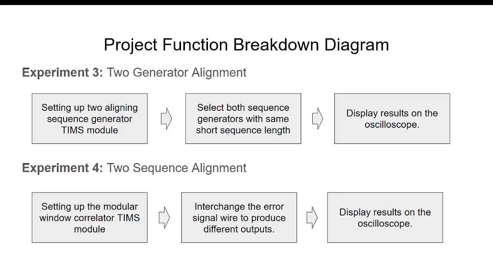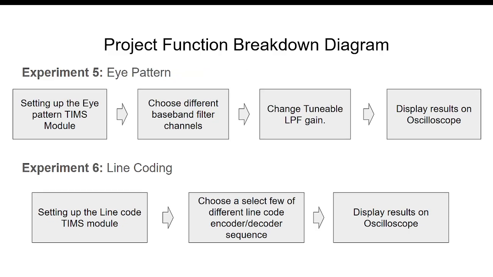Experiment three is the two generator alignment. We first set up the TIMS modulation system. Then we have both sequence generators, and we use them with the same short sequence length. We set that up, then display it on the oscilloscope. Now for the two sequence alignment, we set up what is called the modular window correlator TIMS module. We interchange the error signal wire to produce different outputs to see the difference, and we also display that.